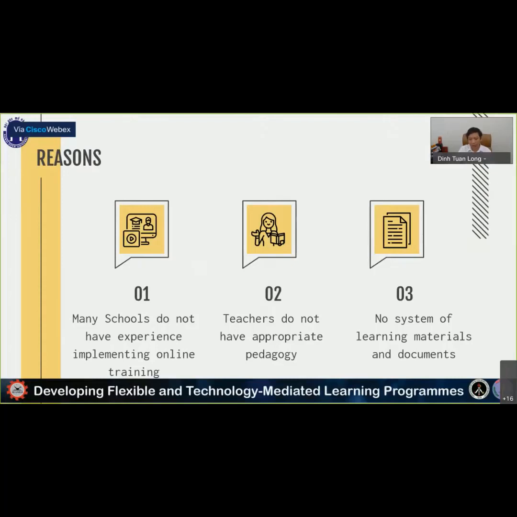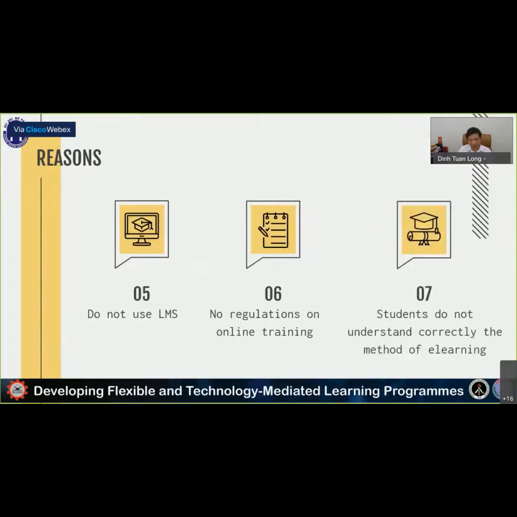The second reason: teachers haven't got appropriate pedagogy for online teaching. We know that e-learning can replace many actions in a traditional lesson, but we need to change to make it suitable. Most schools and universities use synchronous e-learning and have no suitable learning material. And another reason is that most schools and universities have just started online learning, with a very short time, only about 1 or 2 weeks for preparation. So they haven't got their own learning management system. They are only using free services like Google Classroom and Teams, and mostly have nothing.